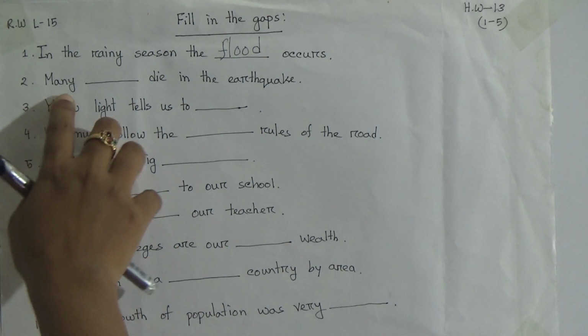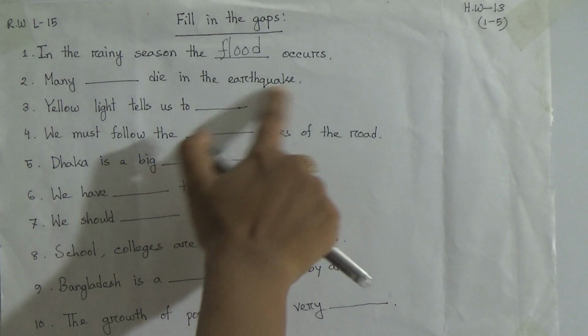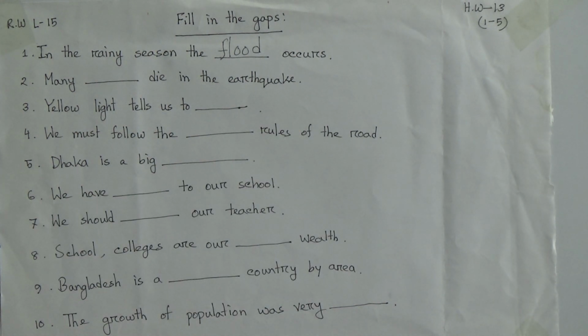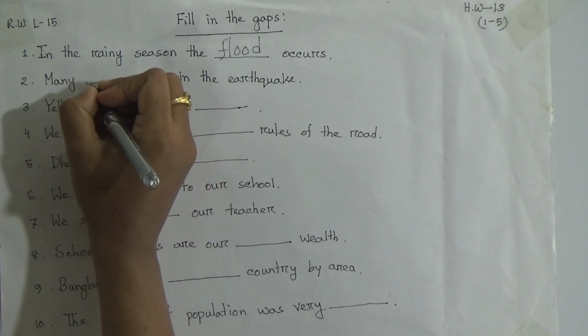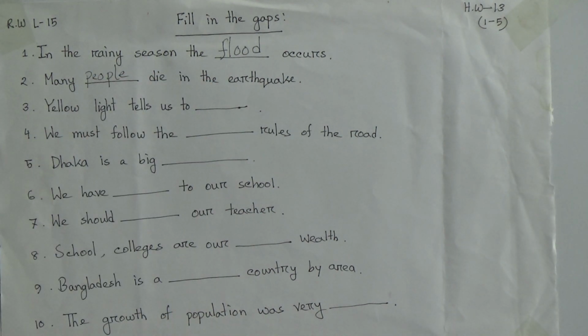Then number 2, dash many die in the earthquake. Many dash die in the earthquake. Earthquake means what? When our earth, that means our plain earth, shakes and some of the buildings and roads fall apart, and this is how many people die during this earthquake, and many damages happened during this earthquake. And so we can write here people, many people die in the earthquake.